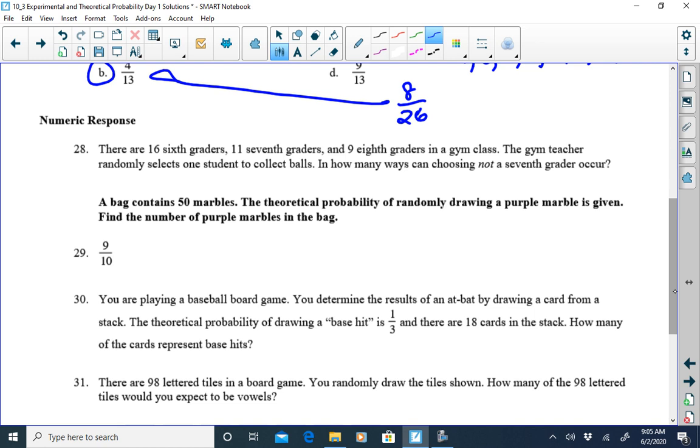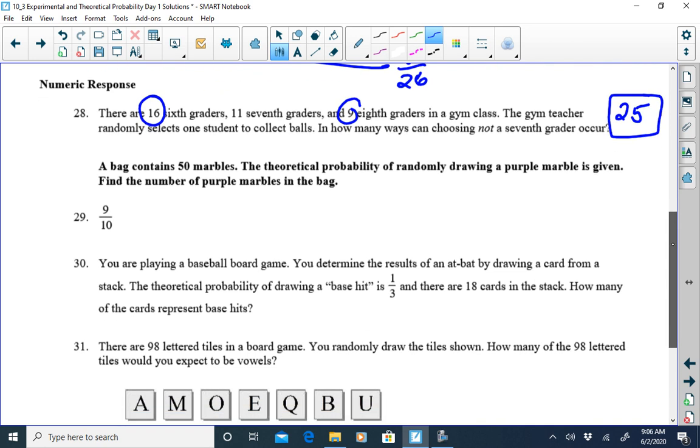Question 28. There are 16 sixth graders, 11 seventh graders, and 9 eighth graders in a gym class. The gym teacher randomly selects one student to collect balls. How many ways can choosing not a seventh grader occur? Well, there's 16 and 11 is 27 and 9, so there are 36 possible outcomes. But how many ways are there not a seventh grader? Well, there's 16 not seventh graders here. There's 9 not seventh graders there. So 16 and 9, there'd be 25 ways that you could choose not a seventh grader.